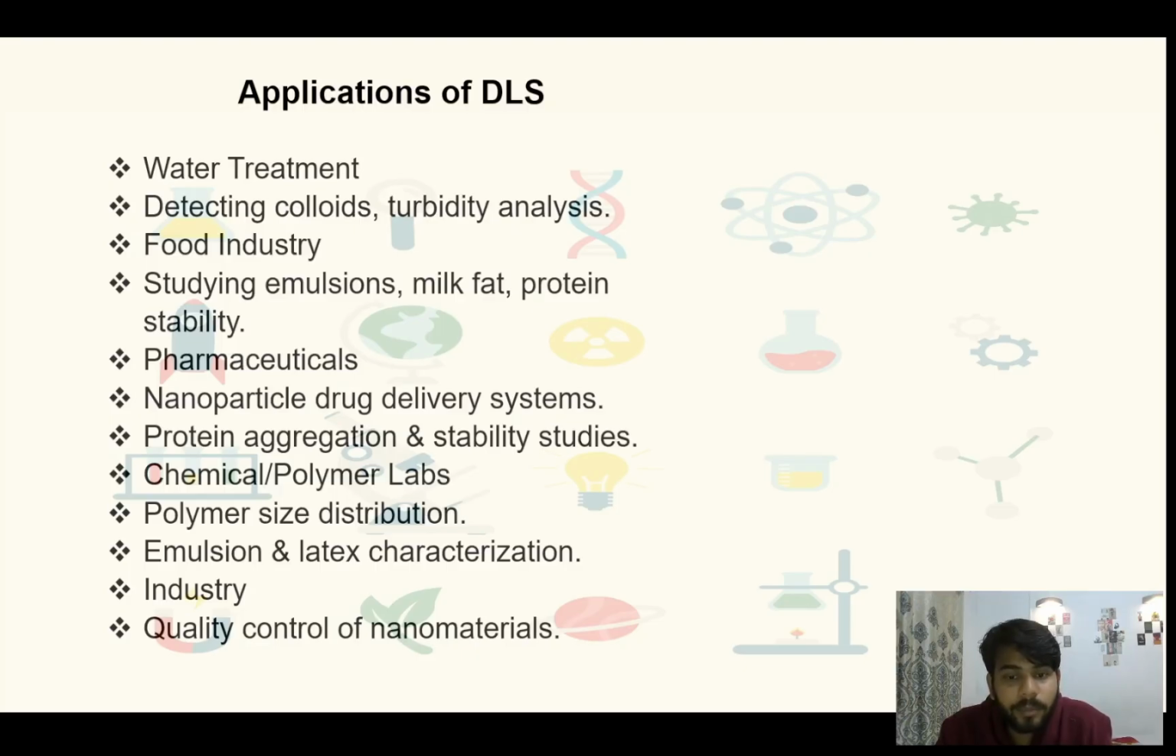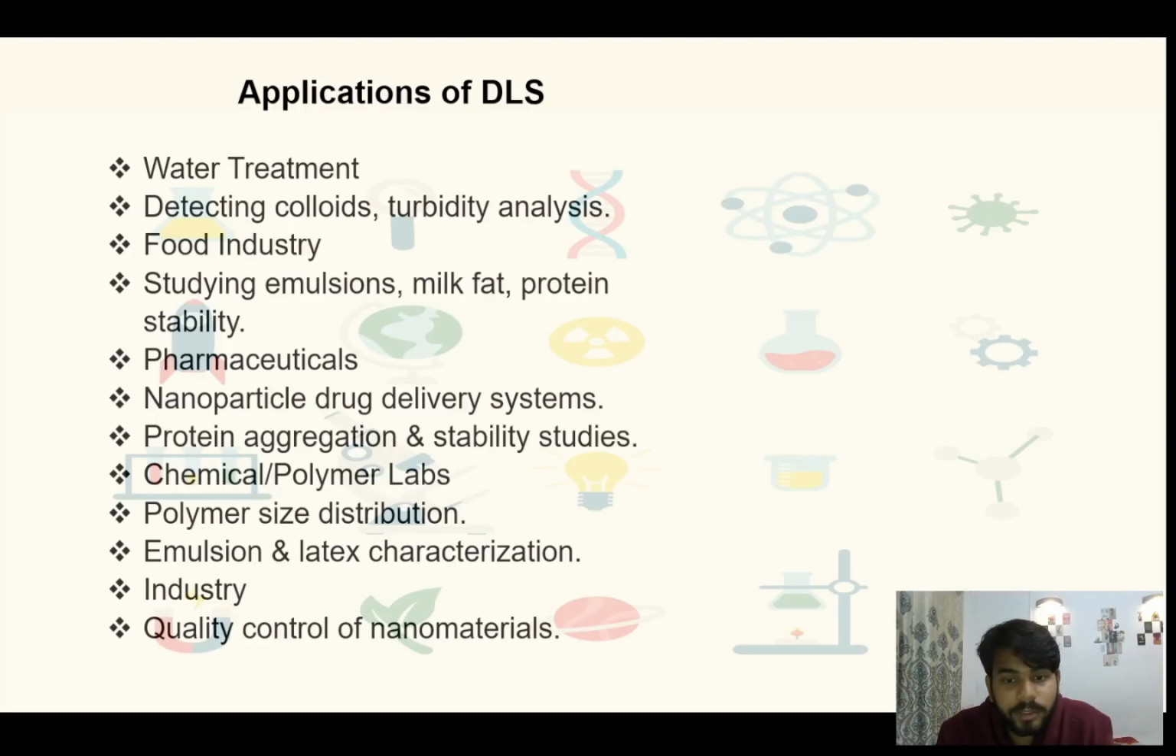DLS helps in measuring the size of colloidal particles, turbidity of water, stability of suspended solids, and the presence of pollutants in different size ranges. This is very important in wastewater treatment, river water monitoring, and in industries that need ultra pure water such as electronics, pharmaceuticals, and beverage companies. So overall, DLS helps ensure clean and safer water.